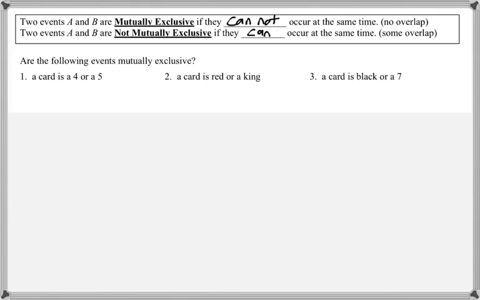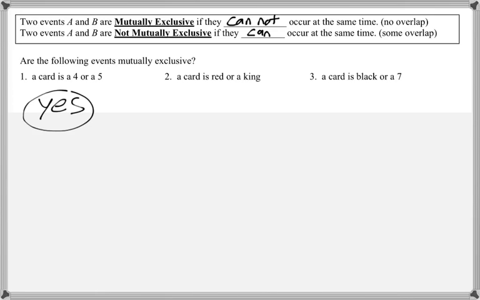So for questions 1 through 3, it says, are the following events mutually exclusive? So number 1 says a card is a 4 or a 5. So a card cannot be a 4 and a 5 at the same time. So yes, these are mutually exclusive.